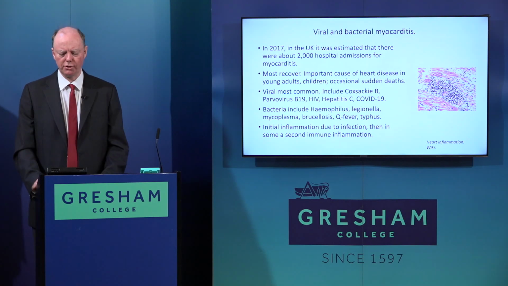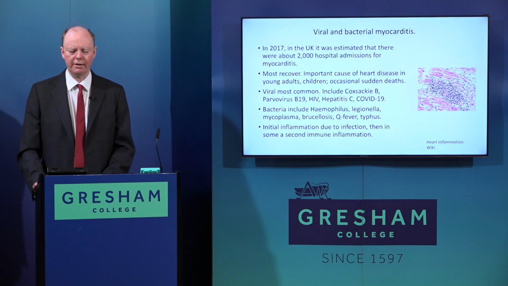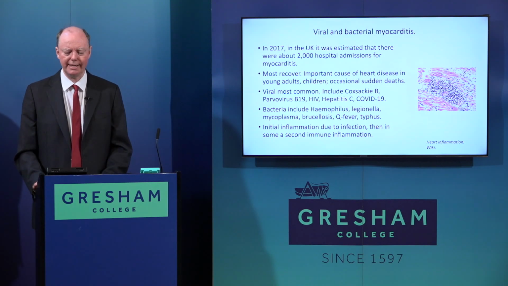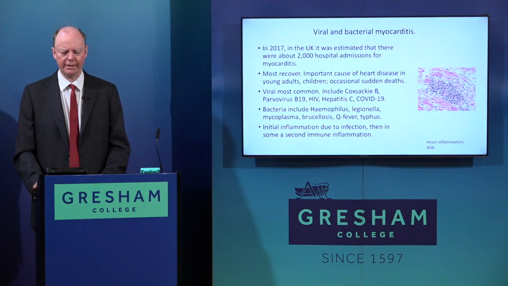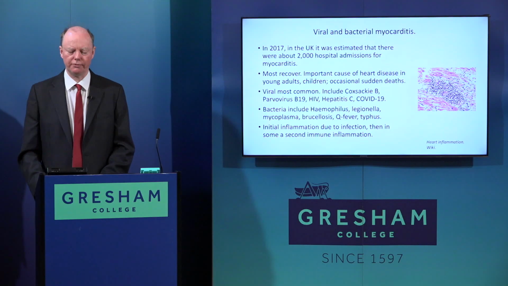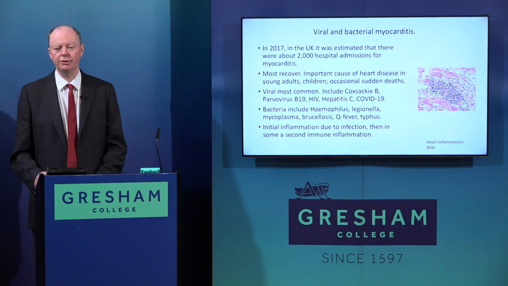Viral infections are the most common cause, and I've listed out some of these, including Coxsackie B, parvovirus, HIV, hepatitis, and also importantly now, COVID-19 is an important cause of myocarditis. There are also some bacteria which can cause this. Ones people may have heard of are things like Legionella. So several infections can cause this inflammation. And the initial inflammation is usually due to the infection, and then there's often a subsequent inflammation due to the body's immune response to that infection.